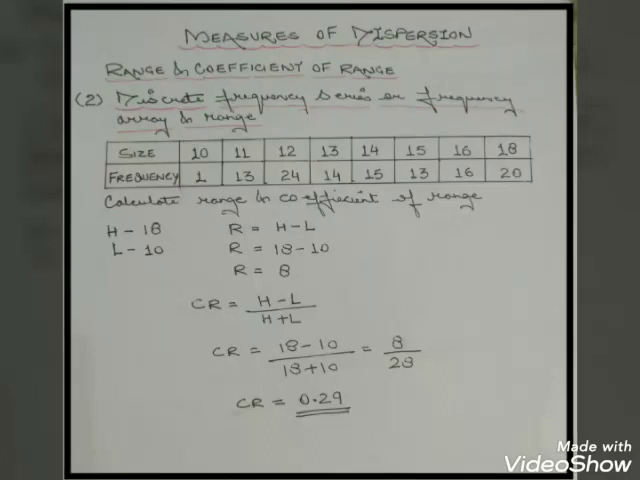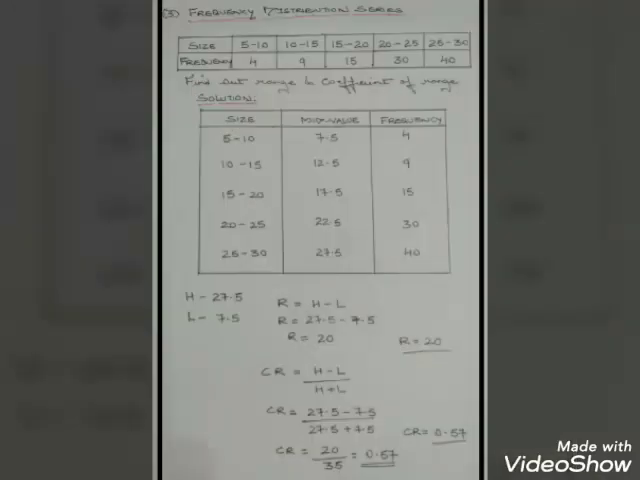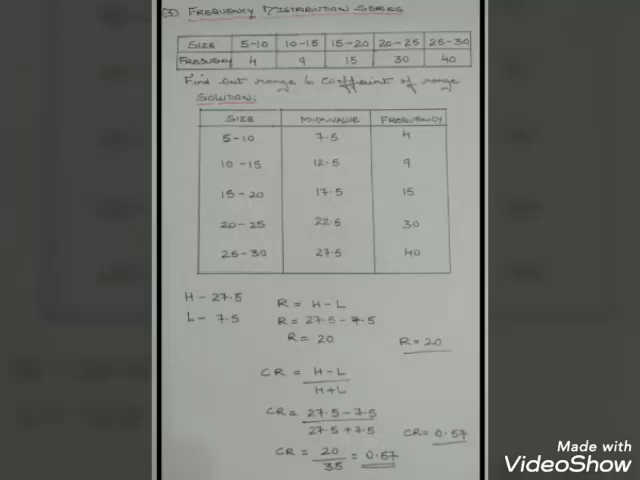Right? Now the next thing which we are going to do is how to calculate range and coefficient of range by frequency distribution series. To explain you, again I have taken one example where the data goes like this: we have a size and a frequency, and the size is 5:10, then 10:15, 15:20, 20:25 and 25:30, and your frequency is 4, 9, 15, 30 and 40, and you have to find out range and coefficient of range.